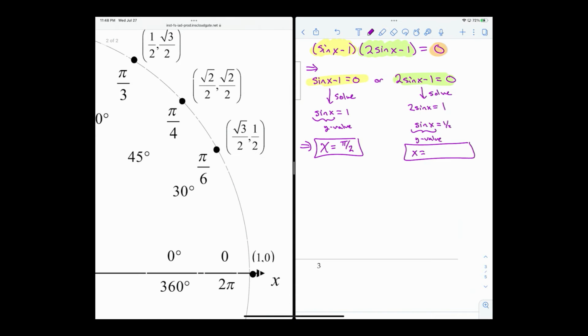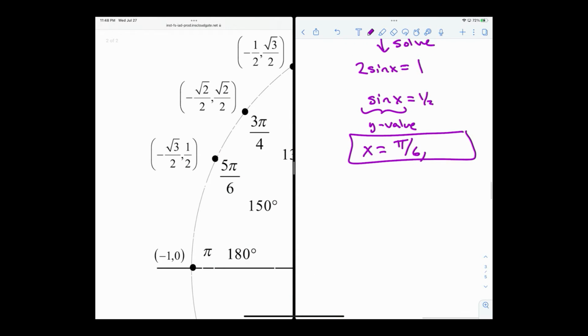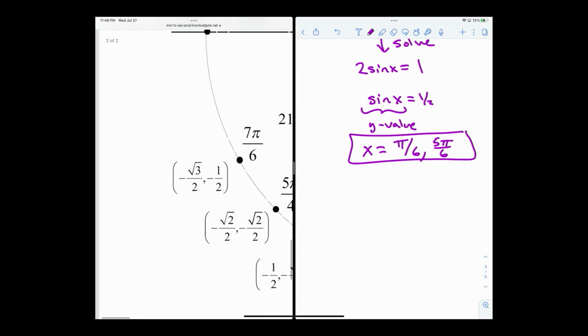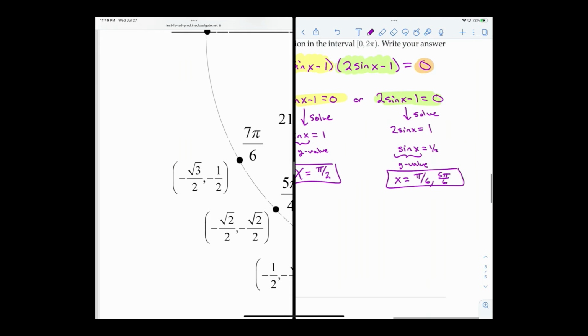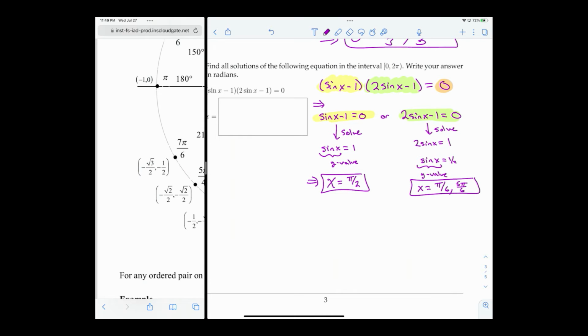First place we see with a y value of 1/2 is angle pi over 6. And then going around the unit circle, we find another one over here, 5 pi over 6. And that's it. There's others, right, that have a 1/2 for the y value, but they're negative 1/2, which is not what we're looking for. So put this all together, and the answers that we get are pi over 6, 5 pi over 6, and pi over 2. 3 answers.